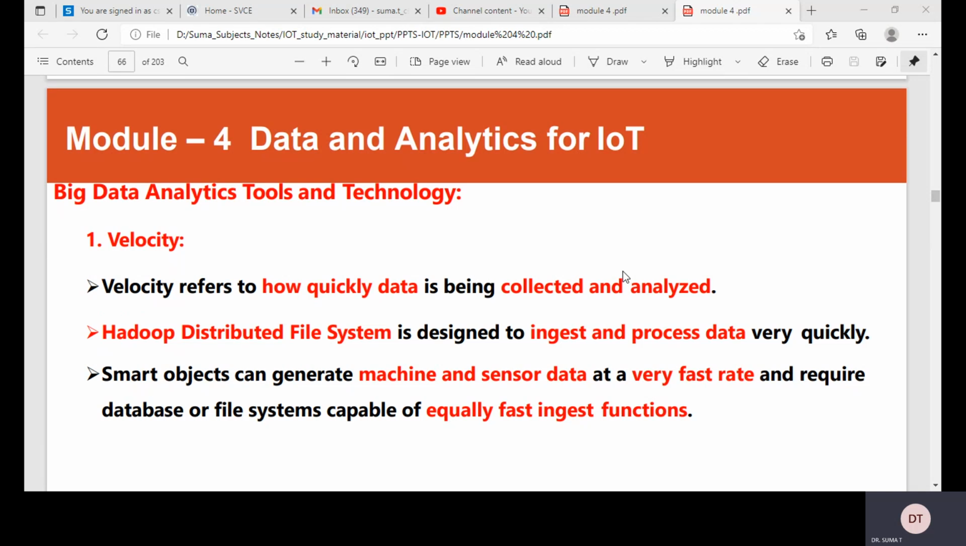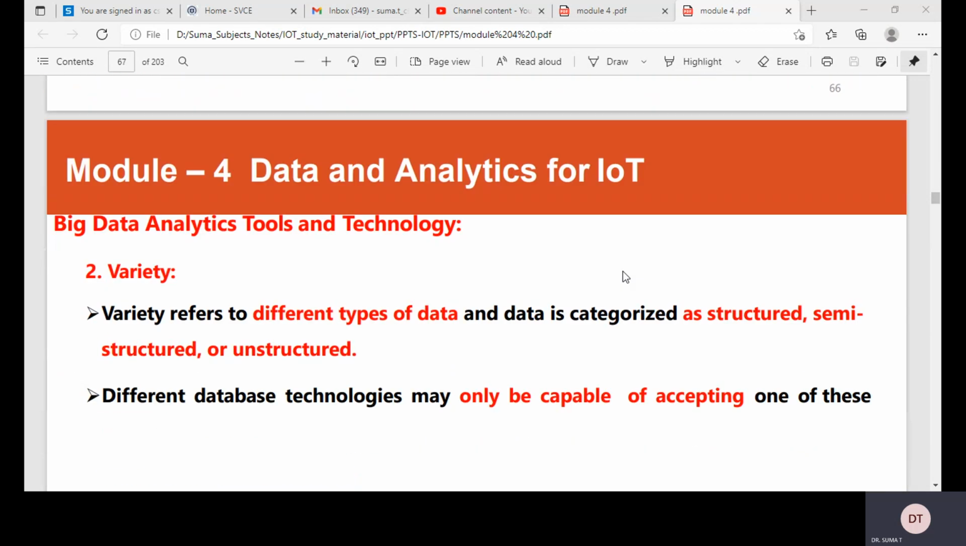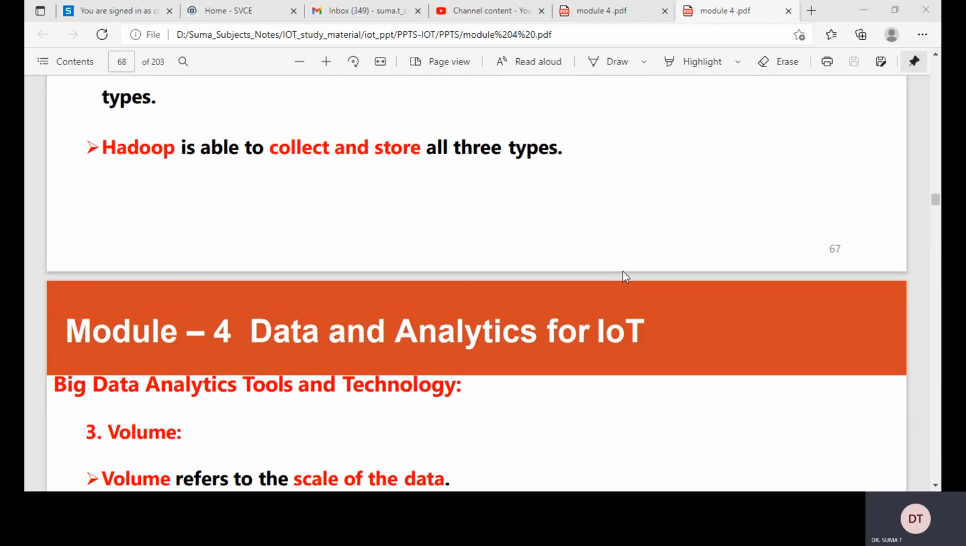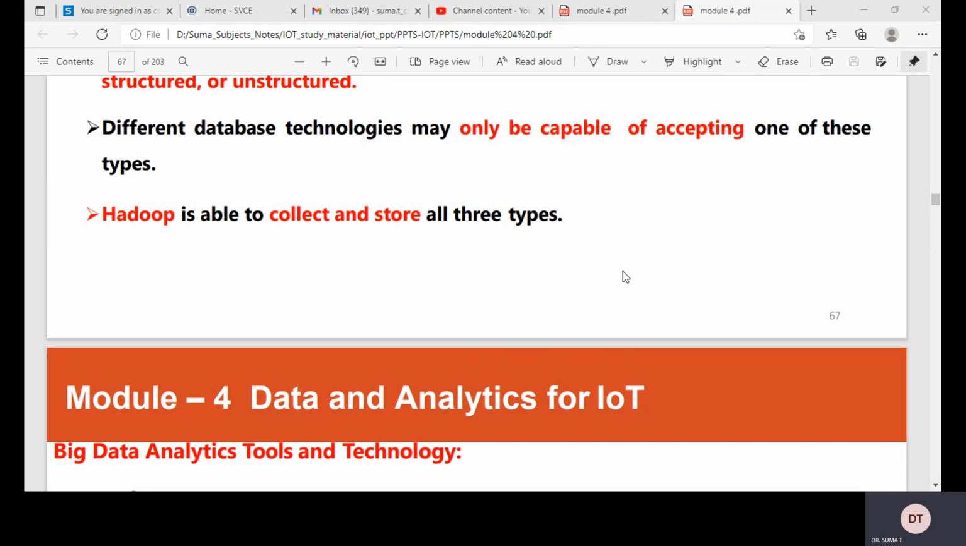And variety refers to different types of data. The name itself says different types of data. You can see data categorized as structured, semi-structured, and unstructured data. Different database technologies may only be capable of accepting one of these types. Hadoop is able to collect and store all three types of data: structured, semi-structured, and unstructured. This can be beneficial when combining machine data from IoT devices that is very structured in nature with data from other sources such as social media or multimedia that is unstructured.